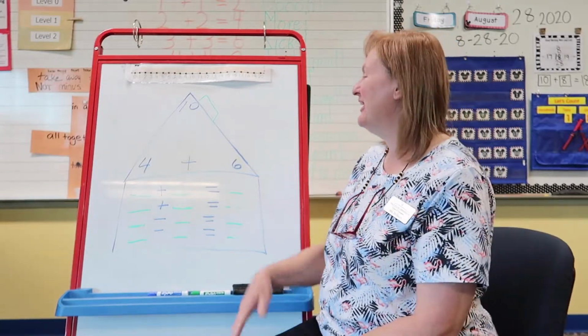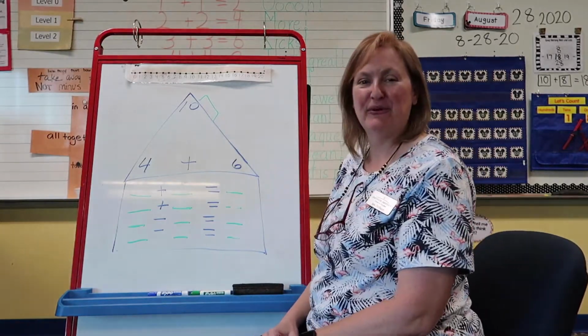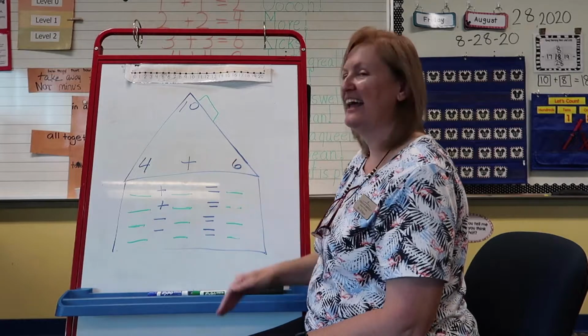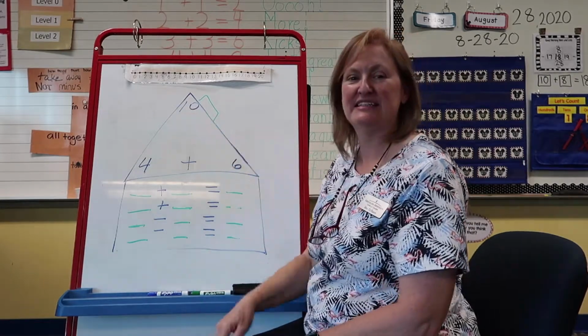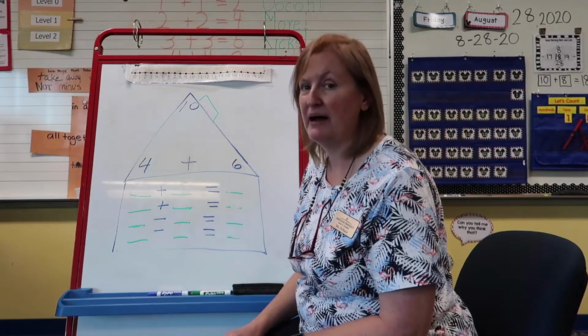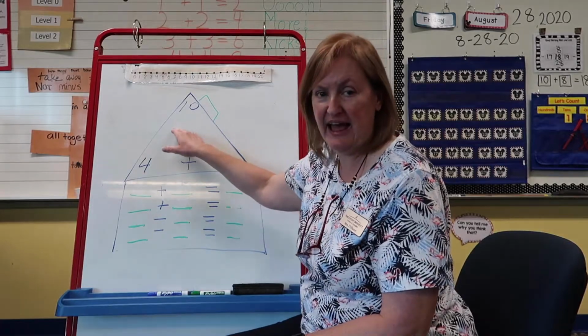Well, they do. And that's why I drew them in a house. This is our number family today, and it is 10, 4, and 6. And did you notice that the big number is in the attic? Do you know why? Because that's the bossy number, and the bossy number is the big number, and it always lives in the attic.